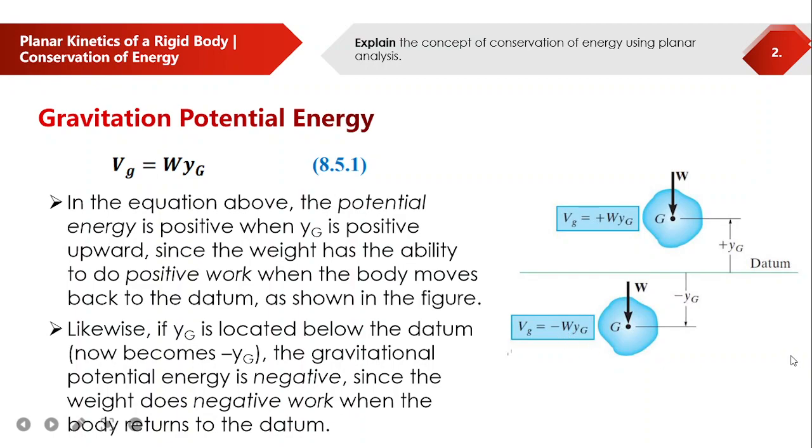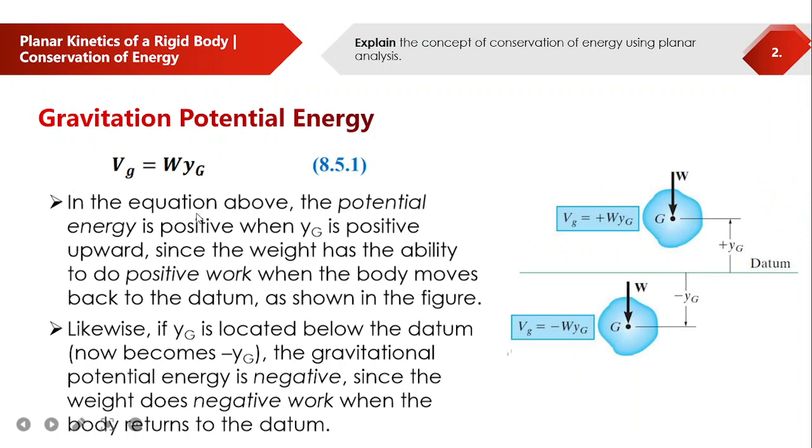So, dalawa yung analysis dito, class. Yung distance niya or y sub g, the distance away from datum to your center of gravity or center of mass. So kung positive siya, positive yung potential energy. So kung negative siya, negative yung potential energy. Okay? I hope that's clear.